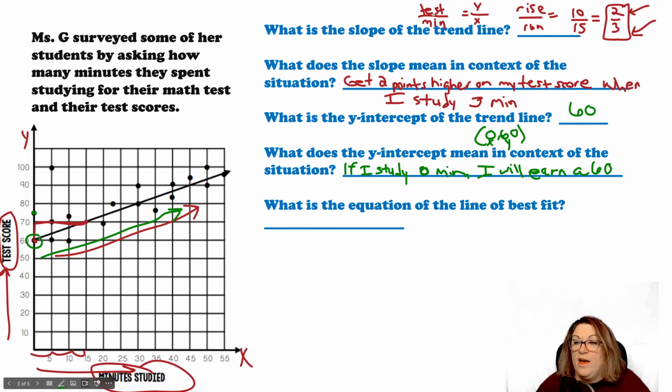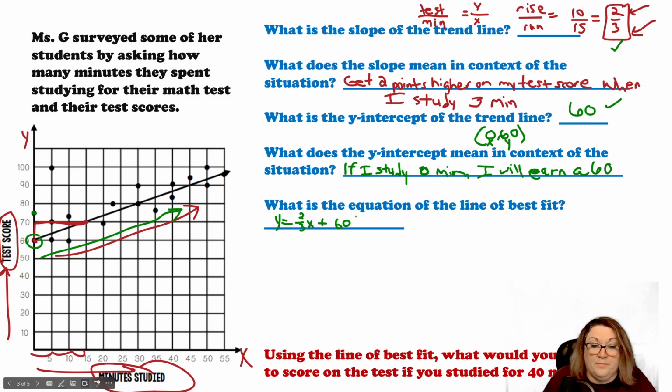What is the equation of this line? Well, we know that the slope was 2/3. We know that the y-intercept was 60. So we can put it together like this. Y equals 2/3 times x plus 60. All right.